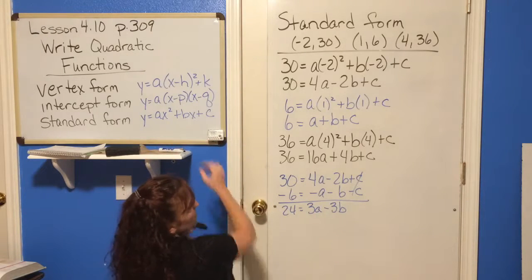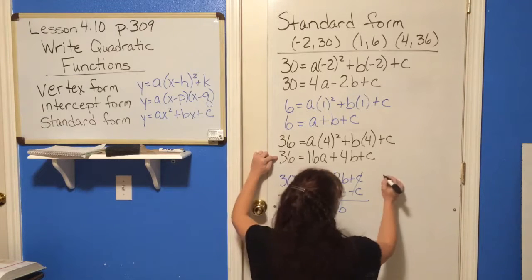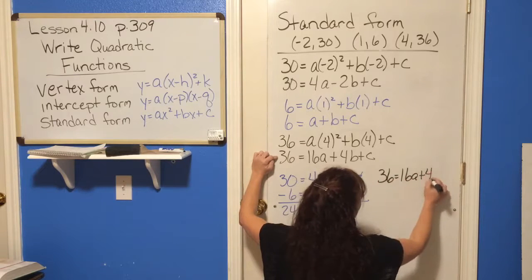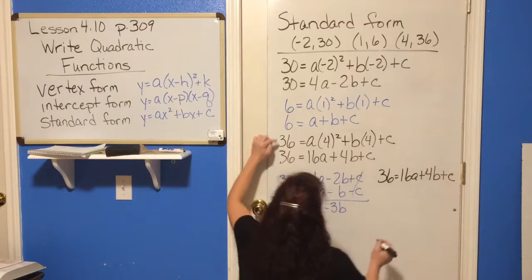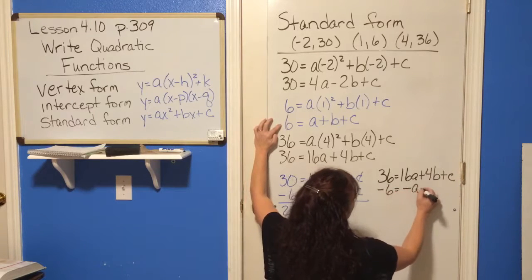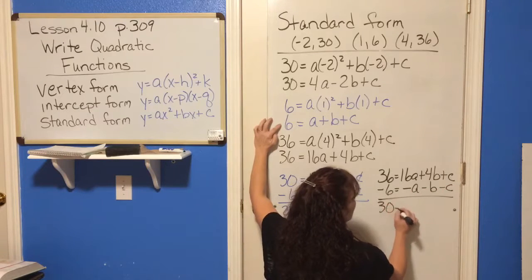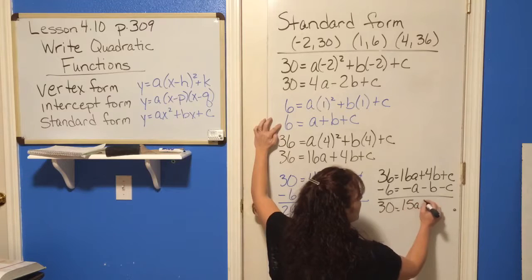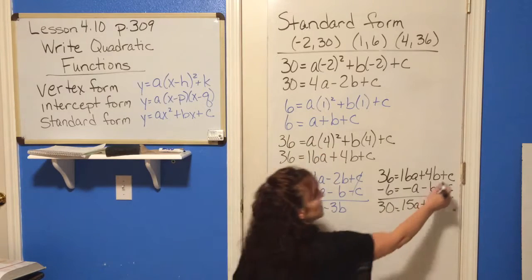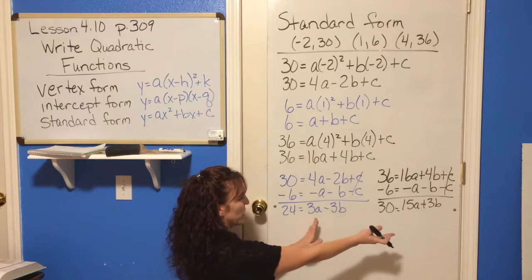Then, let's combine these two. We'll start with the 36 equals 16a plus 4b plus c. And we need to subtract again. So minus 6 equals negative a minus b minus c. When we combine those, we get 30 equals 15a plus 3b. And the c's cancel out. So now we're down to just 2 equations with 2 unknowns. We just have an a and a b.